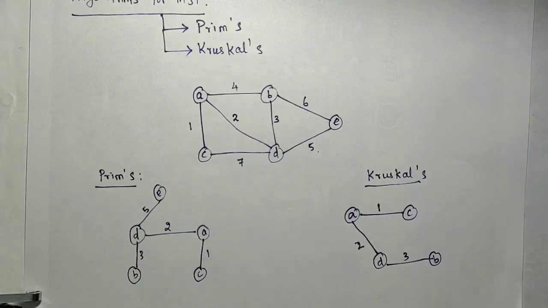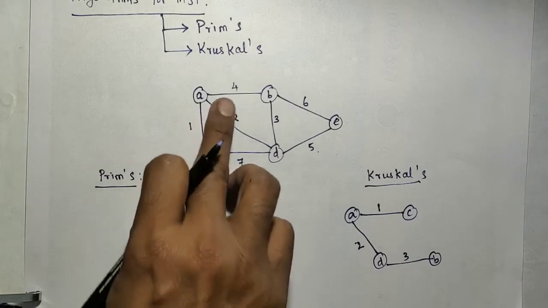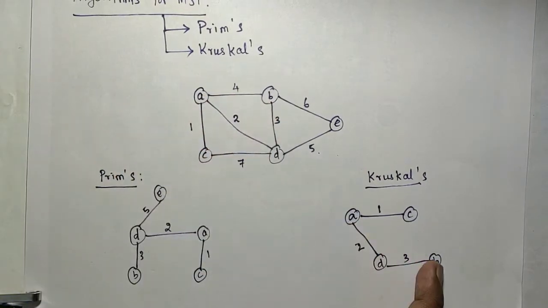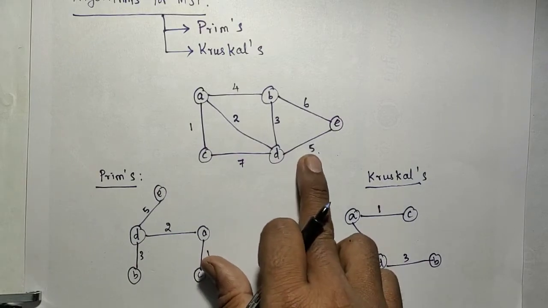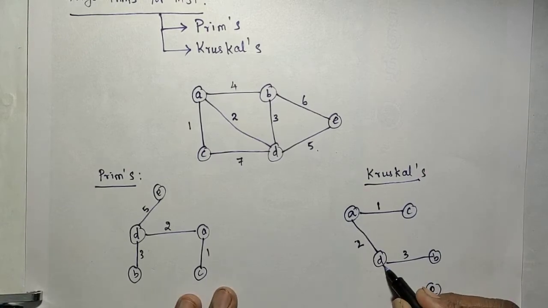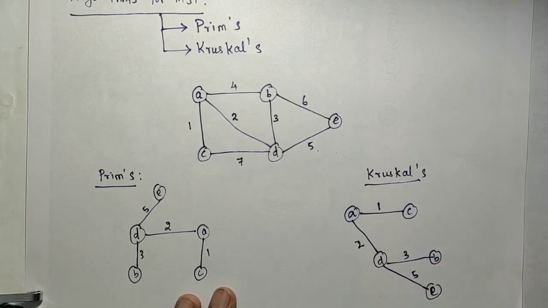Next we need to check 4. If I add the 4, A to B, will it form a cycle? It will form the cycle. So you should not add that 4. We can ignore it and go with the next edge. Next 5. If I add the 5, D to E, it will not form a cycle. So we can add it.